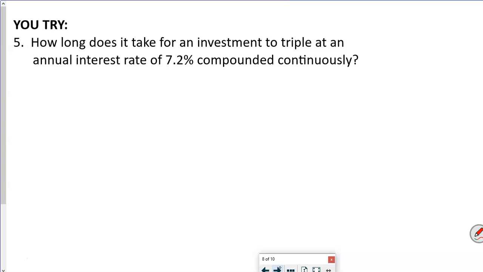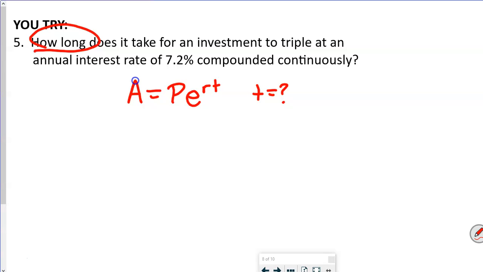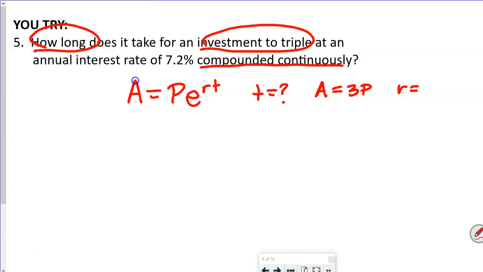Okay, so on this one again, A equals P e to the rt. So it says, how long does it take? So how long, that means that t is what we're going to find, right? For an investment to triple, okay, so that means we're going to take our principal amount times 3. So A is going to be equal to 3P this time. And it's compounded continuously. That's how I knew to use this formula. And then r is going to be equal to 0.072.